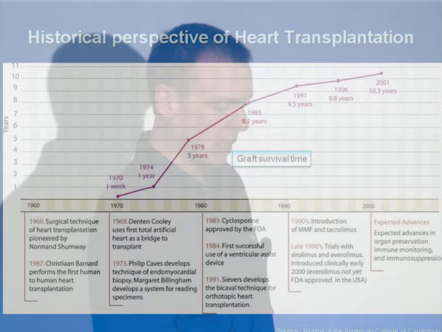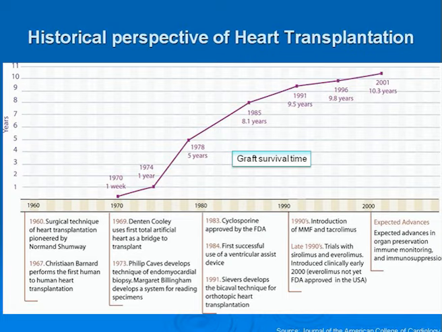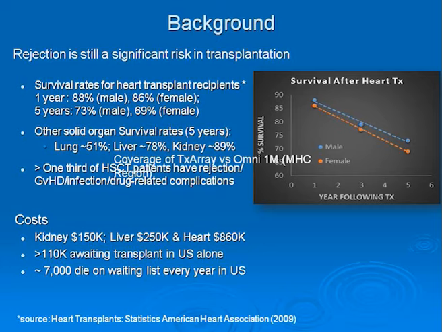And lung is actually less. It's about 5 or 6 years. And kidney is much better, but there are still issues. So the survival rates, as I mentioned, are organ specific, and the costs are huge to society. Heart transplant is almost $1 million, and these people are on immune suppression therapy for the rest of their lives, and there are a lot of complications with nephrotoxicity and drug-induced liver damage.